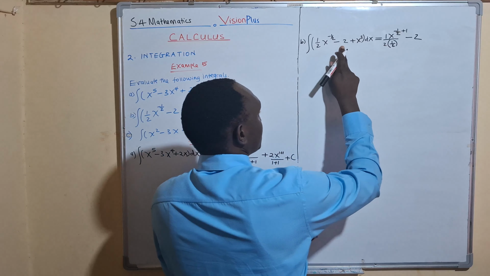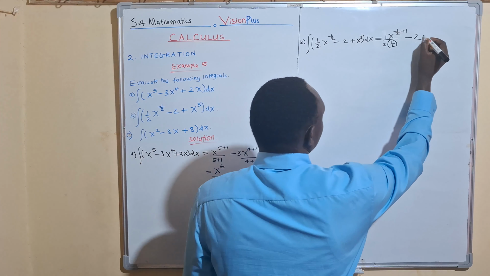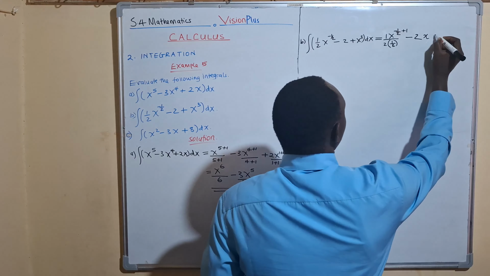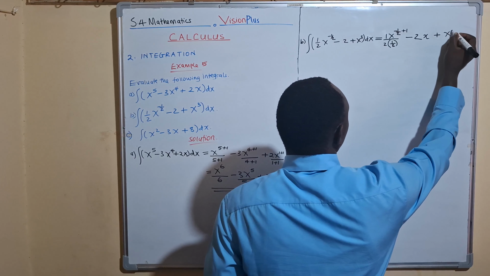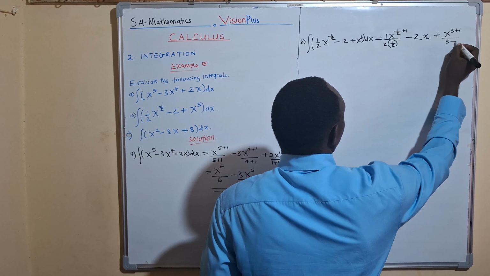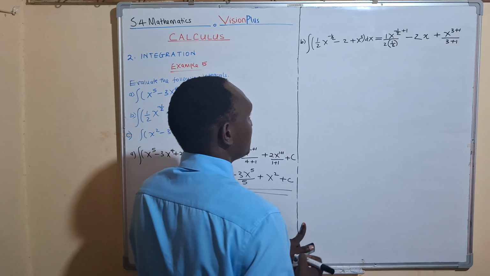Minus 2. 2 here is a constant. So if you integrate a constant, you simply add x. So there we have minus 2x. We have integrated it. Plus x power 3. So x power 3, you add 1 to the whole power, divide by the new power that results.